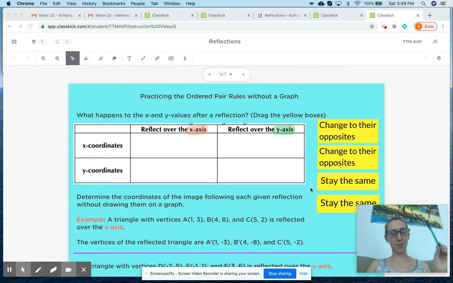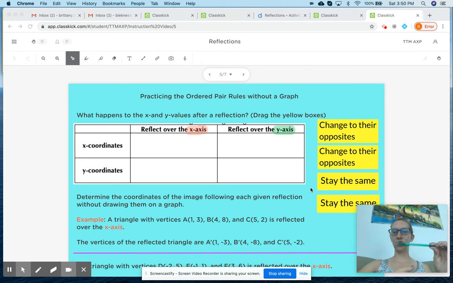I pick up a pencil, and I imagine that the pencil is the x-axis. And then I pretend to reflect something over it, like my hand. So I say, okay, here's my hand, I'm gonna reflect it over the x-axis. Boom. Reflect, reflect. Now as I'm doing this, am I moving up and down or am I moving side to side? Yeah, I'm moving up and down.